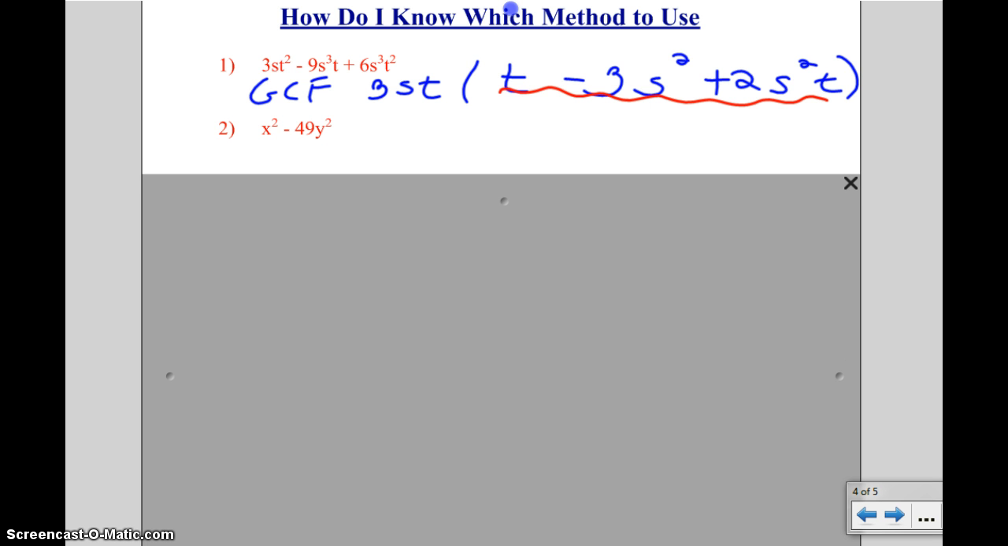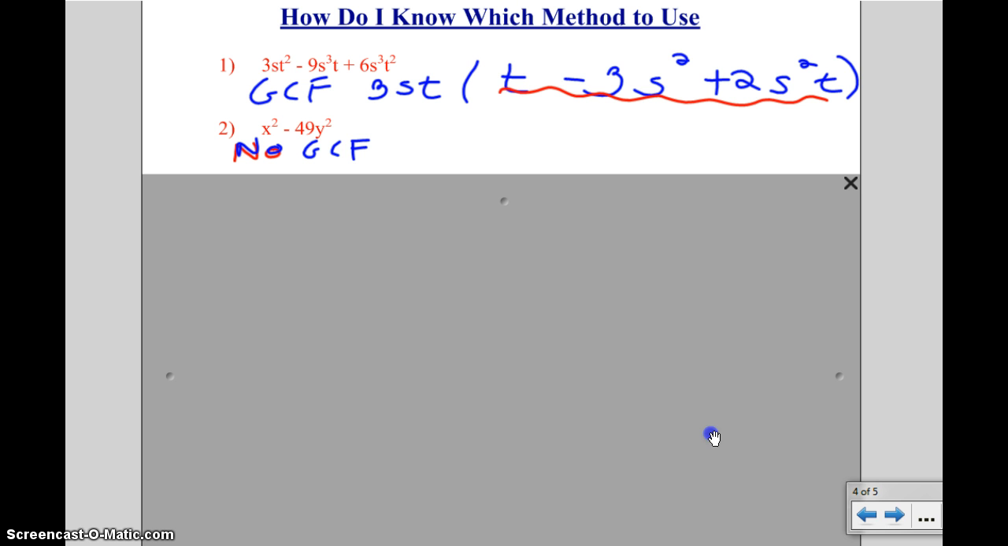Taking a look at the second one, I want to start with my greatest common factor again. Is there a greatest common factor between x squared and then 49y squared? Since the two terms are x and y, I know that they both don't have an x or a y in them. And 49 is one term, the other one is 1x squared. There's no number except for 1 that they have in common. So I don't have a GCF. So since I don't have a GCF, I'm going to go straight to, is it a trinomial or a binomial?